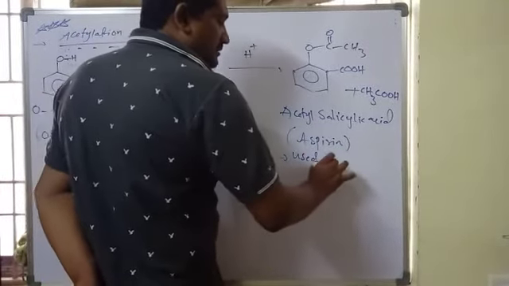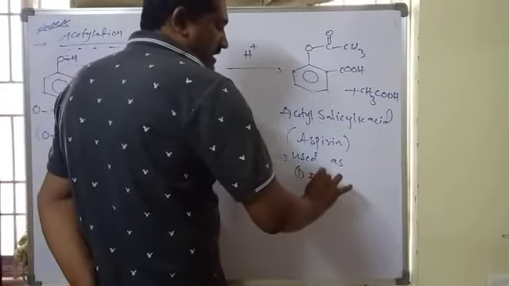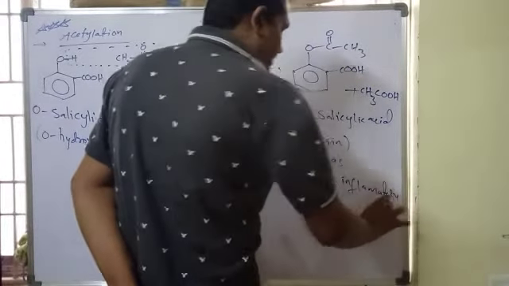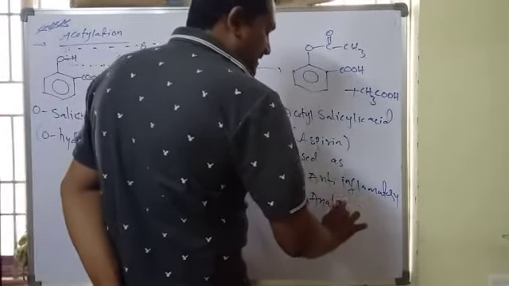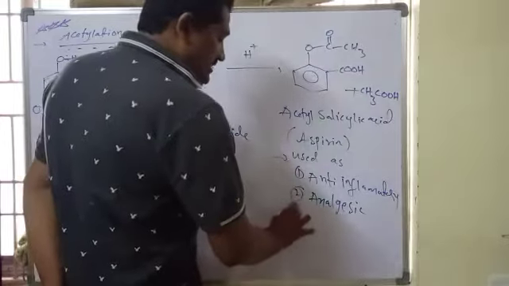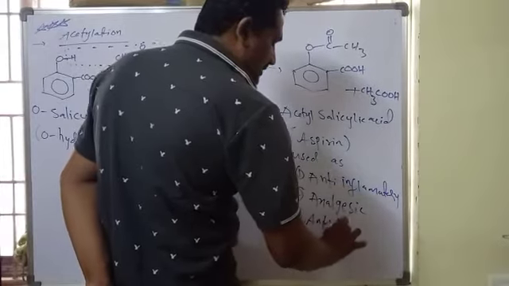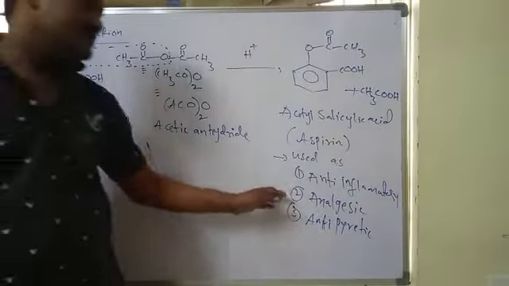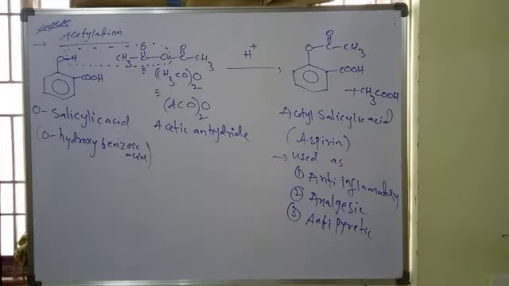Now it is a drug which is used for various purposes. Number one, it is anti-inflammatory, and also analgesic for mild pains, and it is also used as antipyretic, to remove fever. These are mainly used as analgesic, antipyretic and anti-inflammatory, and for stomach pains. So this is a very useful drug.